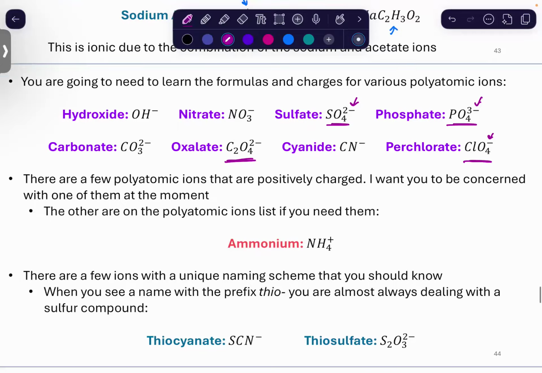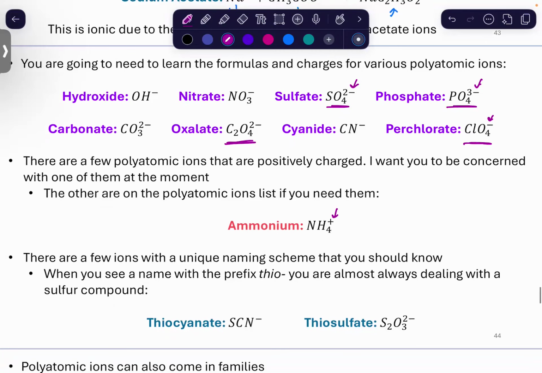If you check the Canvas page, I put up a nice list of polyatomic ions to help you start learning. There are several on there that are positively charged, or cation polyatomic ions. The only one I really want you worried about right now is ammonium, your NH4 with a +1 charge. There are like two more on there, but polyatomic cations are not extremely common. So let's really start by worrying about ammonium.